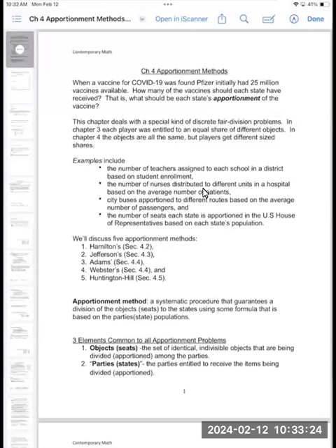The number of nurses distributed to different units in a hospital based on the average number of patients. Another problem we'll see is city buses apportioned to different routes based on the average number of passengers. And the number of seats each state gets.